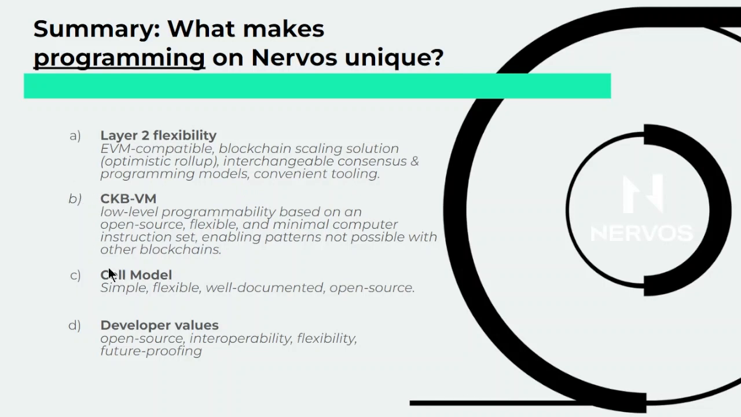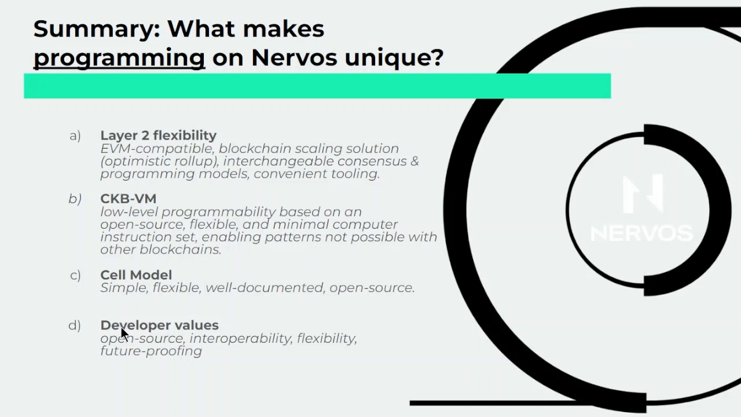Now, moving on to layer 1, we have the CKB-VM. That's where you can actually start programming at a very low level on CKB. You have that option, and the rules and guidelines for doing so are all based on RISC-V instruction sets, which are also open source. Again, we're going to be able to migrate more developers with their different skills and apply them onto the Nervos Network. We have the cell model as simple, flexible, well documented, and open source.